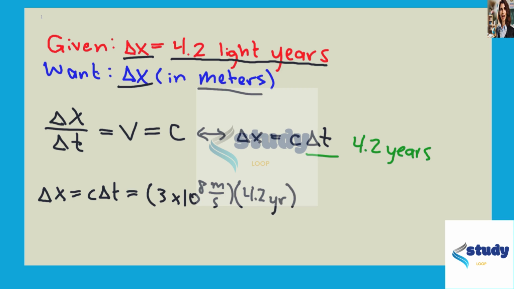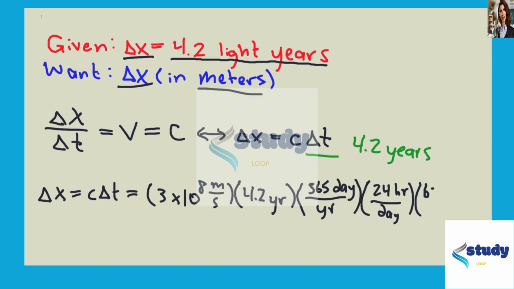And now let's convert years into seconds. So we know there's 365 days in a year. We know that there's 24 hours in a day. We know that there's 60 minutes in an hour. And we know that there's 60 seconds in a minute.